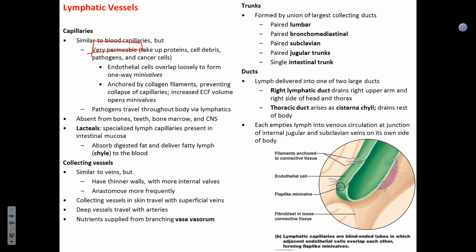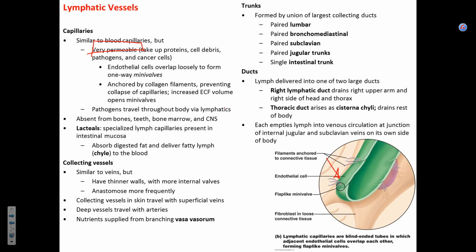Another difference is that, since it's a one-way system, the vessels have to have a start. Because if you think about blood vessels, they don't really have a start. It's a circle. We call it a circuit. There's no point where a vessel just starts from scratch, okay? So lymphatic vessels have to start from something, and they start with a so-called valve.